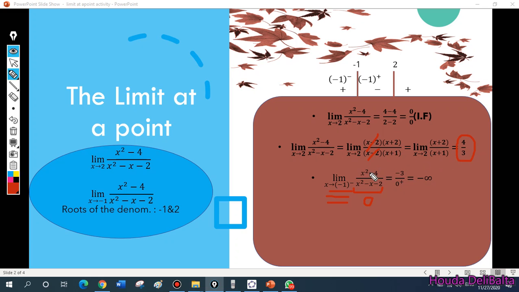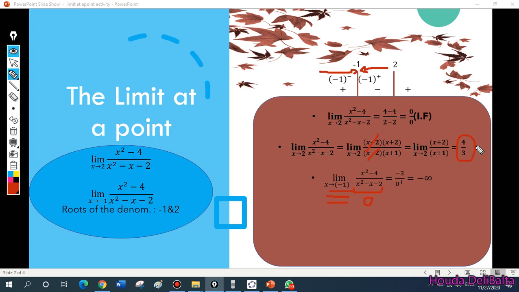Now, if we don't get 0 over 0, we have to study the limit at the value minus and at the value plus, when we approach it from the left and when we approach it from the right. That's what we mean by minus 1 minus, approaching it from the left, and minus 1 plus means approaching it from the right. We didn't do that for 2 because it gives an indeterminate form.